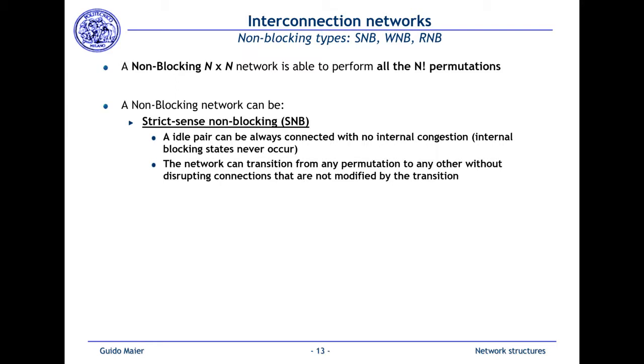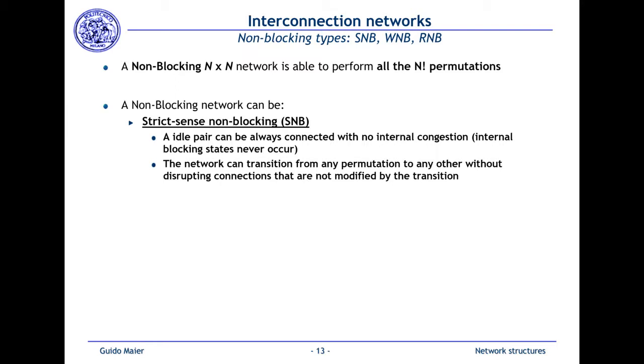If this network is strictly non-blocking, of course, if this network is non-blocking, this will always be possible. So we will always have the possibility of setting up this specific permutation because it's one of the possible permutations. Then, if the network is strictly non-blocking, we can do it without disrupting connections 0-2 and 2-1.